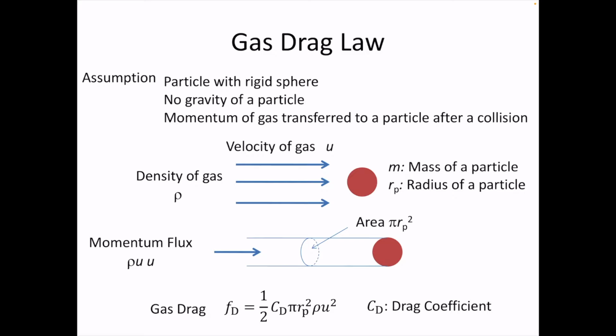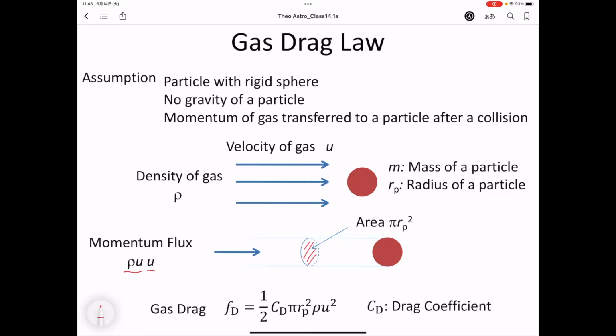We consider the density of gas, rho, approaching the solid particle with a relative velocity of the gas, u. The mass of the particle is a lowercase m, and the radius of a particle is expressed as r sub p. Momentum flux can be expressed: rho u is a momentum.